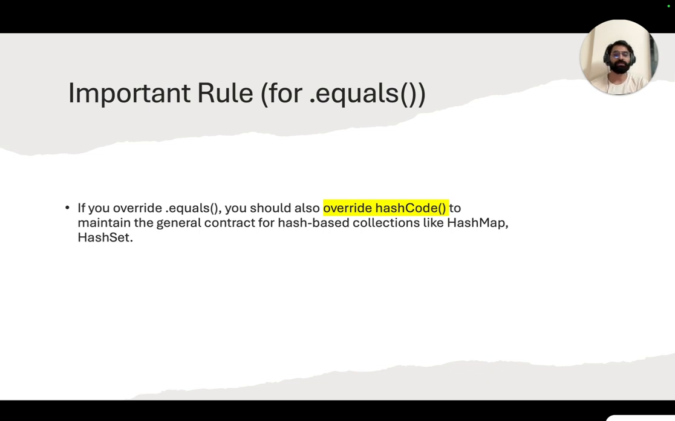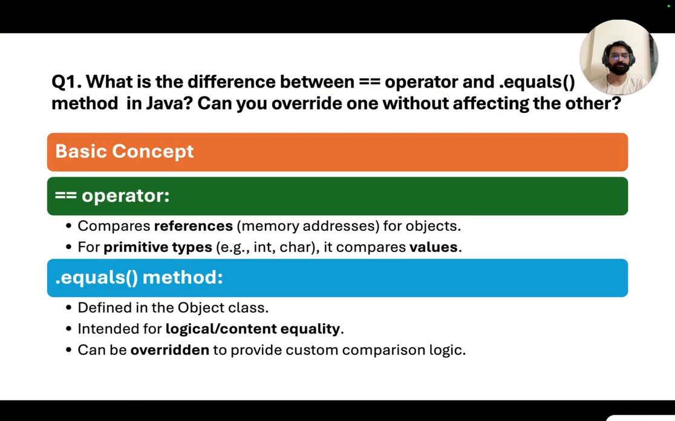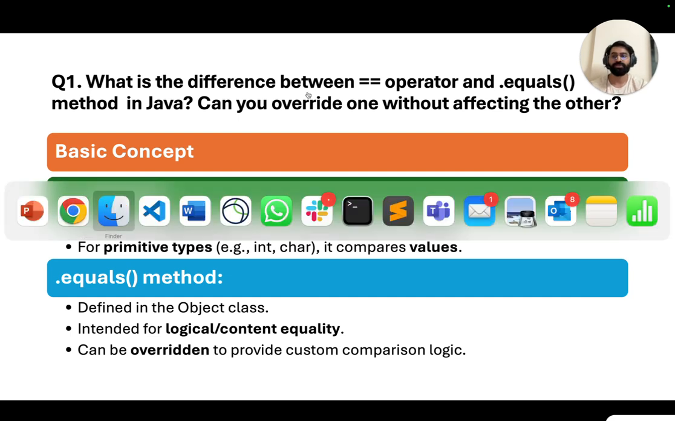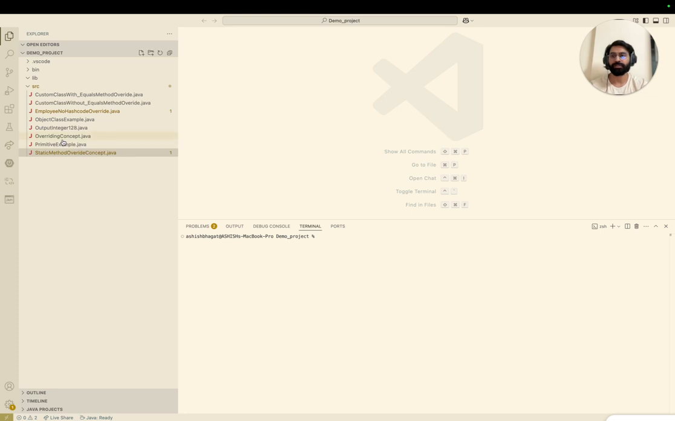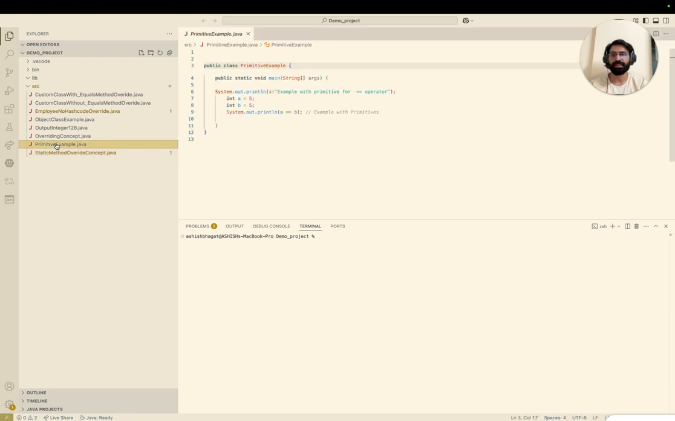So now let's see an example in code of how it compares the memory address for objects, and how it compares the value for primitive types like integer and character. Let's go to our IDE. Here I have already created classes.